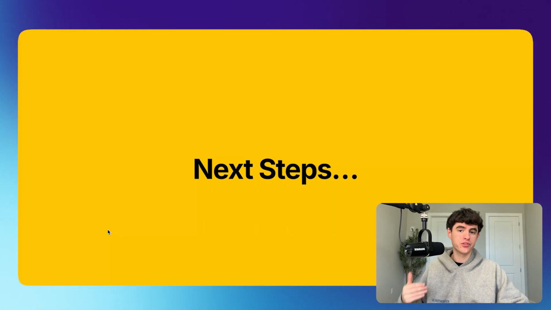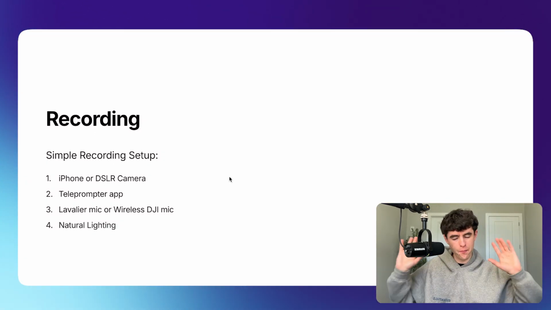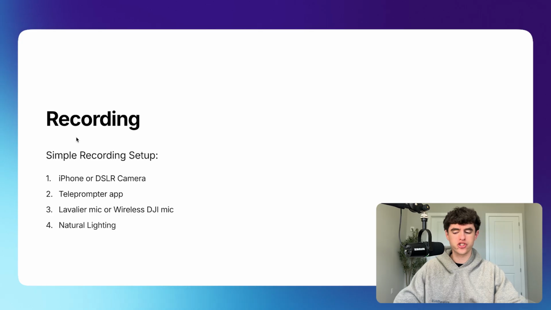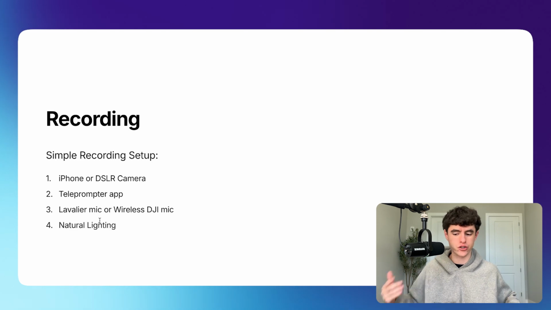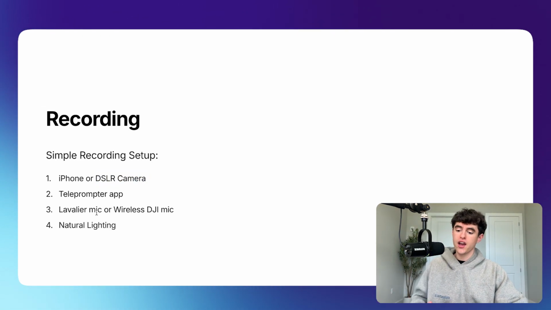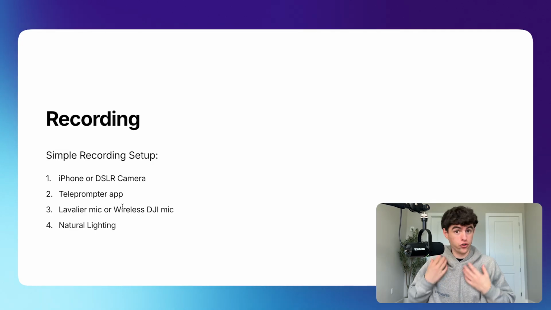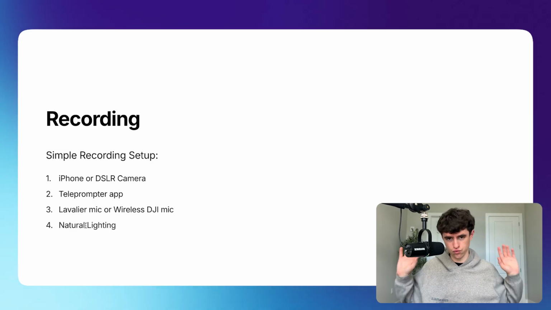Now for the next steps, once you actually have the frameworks, you have to get into recording. So what I find, and I tell most agents to start doing, is just using this simple recording setup. An iPhone camera, teleprompter app with a lavalier mic, and just using some natural lighting. You can use things like DSLR cameras to get higher quality. You can use a wireless DJI mic for good audio quality. But a lavalier mic will work fine as long as it's decent. And natural lighting is really good to start.